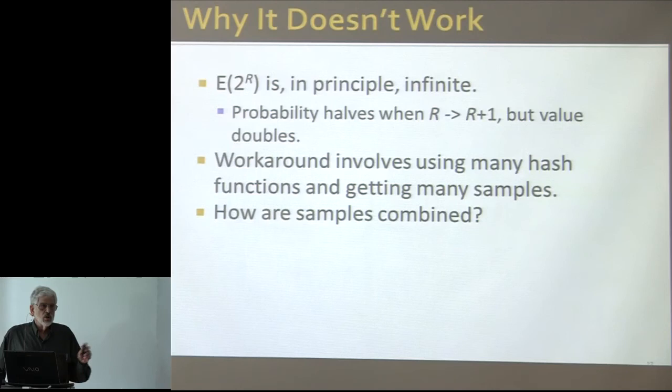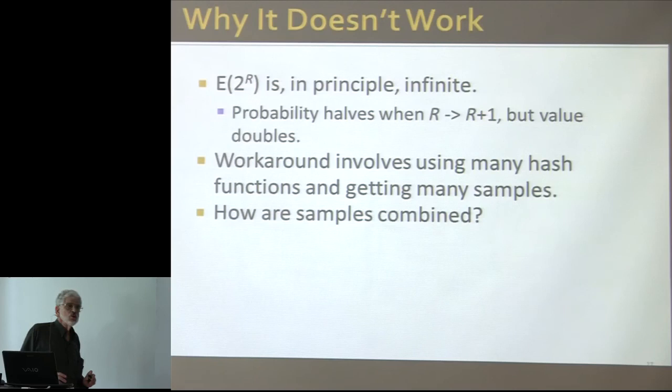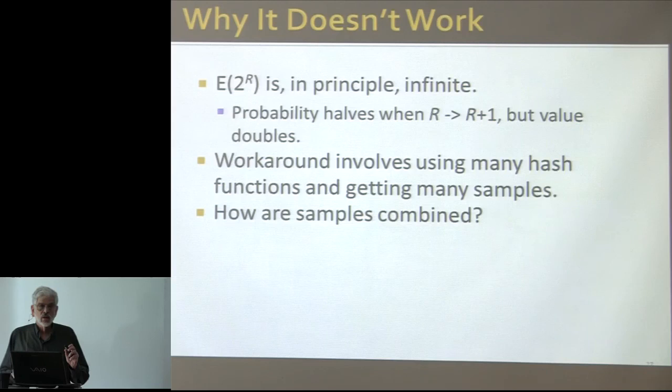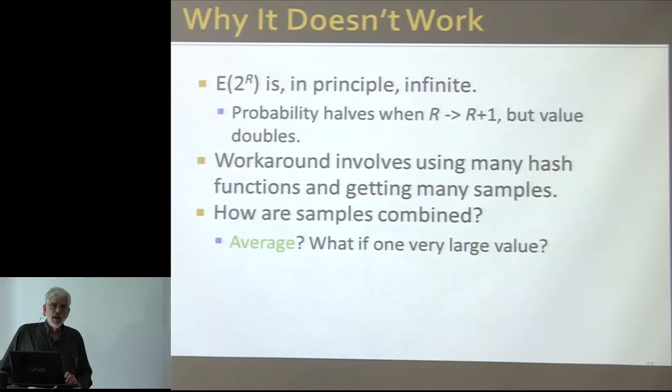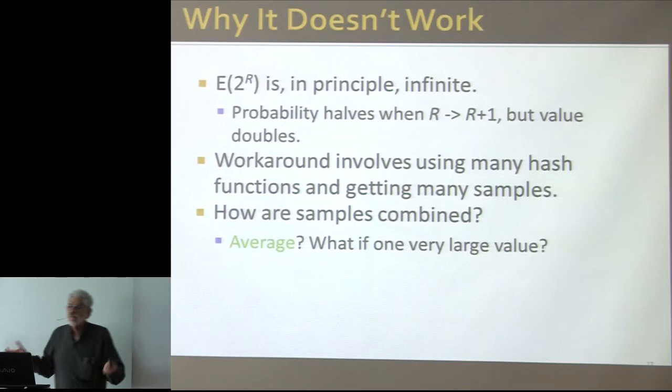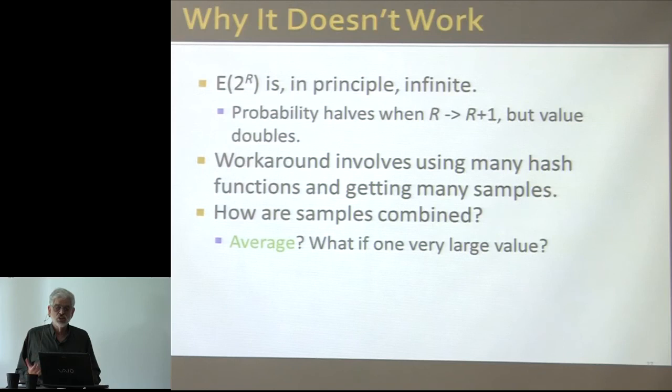So what you're going to do, first of all, I've been talking all along as if you only used one hash function. You actually have to use many hash functions, say 100 different hash functions. Each hash function will give you an estimate of the number of distinct elements, which will be 2 to its capital R. And then you have to combine them. Well, the average is no good, because of the infinite expected value. If one of those 100 values is just outsized large, it will bias the whole average.